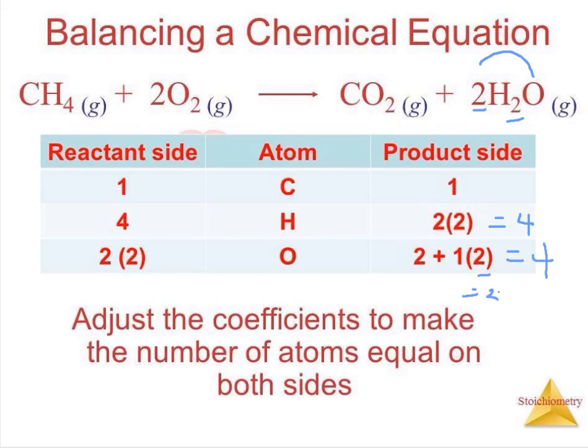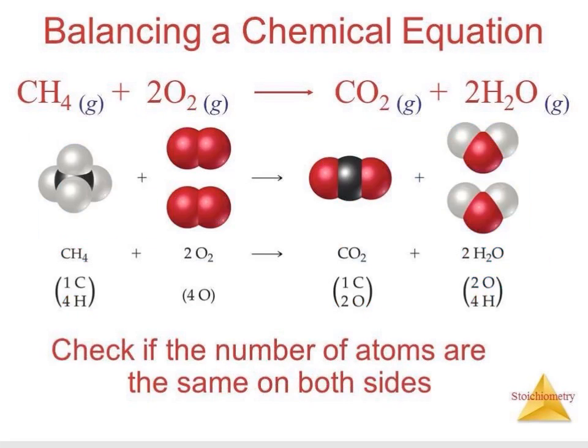Now, we go back to the reactant side. Since the number of oxygen atoms is only 2, to balance the chemical equation, we add the coefficient 2 once again. By adding the coefficient 2, this gives us 2 times 2, and that is equal to 4. Lastly, once the exact coefficients are added, we check if the number of atoms are the same on both sides.